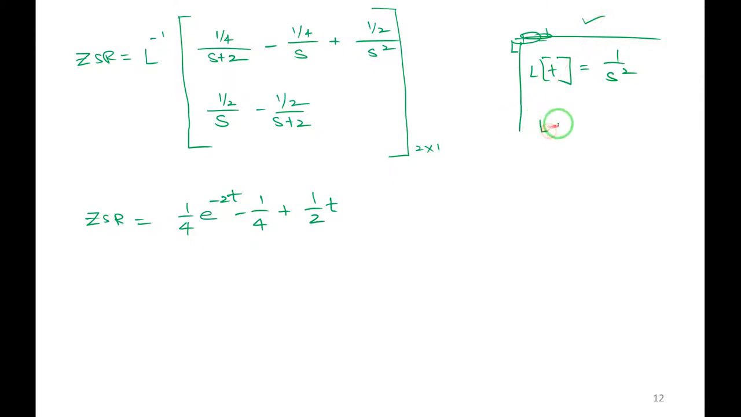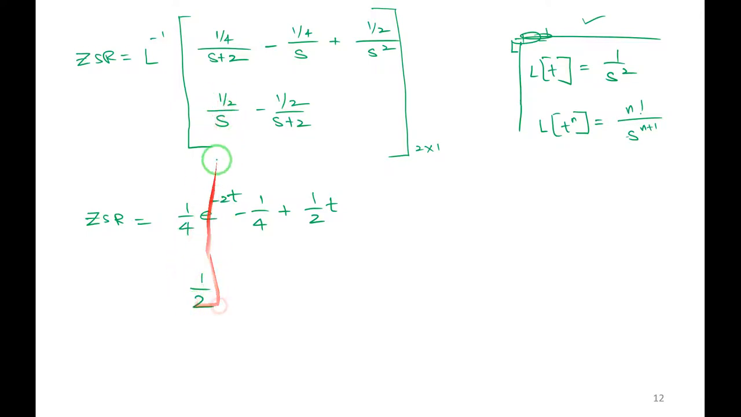So the general formula is Laplace transform of t power n equals n factorial divided by s to the power of n plus 1, right? So n is 1 here, and 1 factorial is 1. Is it fine? So s square, so 1 by s square I am getting. So 1 by 2 into t. Next, Laplace inverse of this quantity, 1 by 2 only I will get.